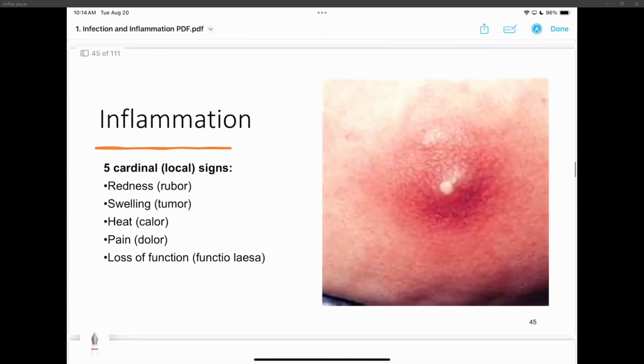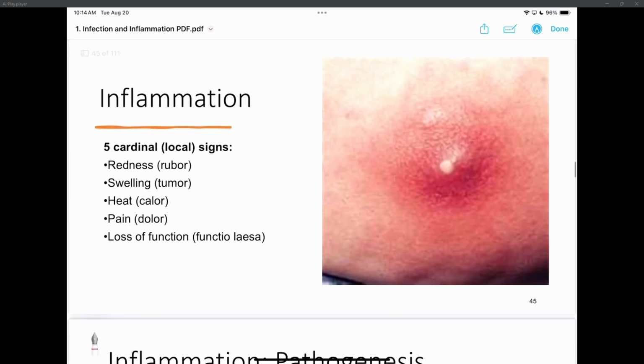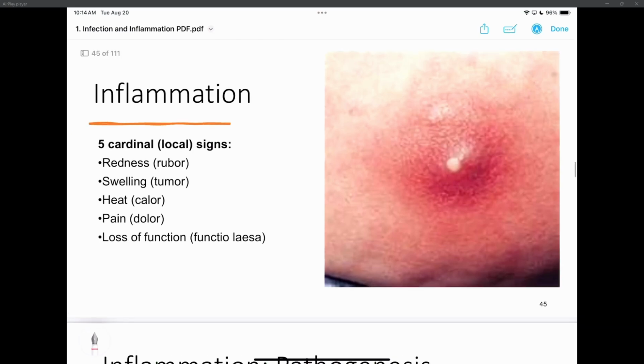So there are 5 cardinal signs of inflammation, and you have to know these both in Latin and the other one. Redness is rubor, swelling is tumor, heat is calor, pain is dolor, and loss of function is functio laesa. These are the 5 cardinal symptoms of inflammation. In this section, we're going to go through why they have these complaints. What causes these 5 things to happen?